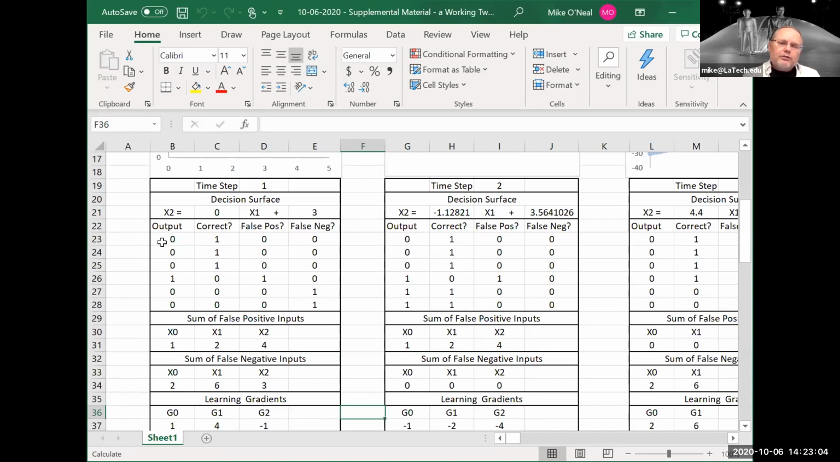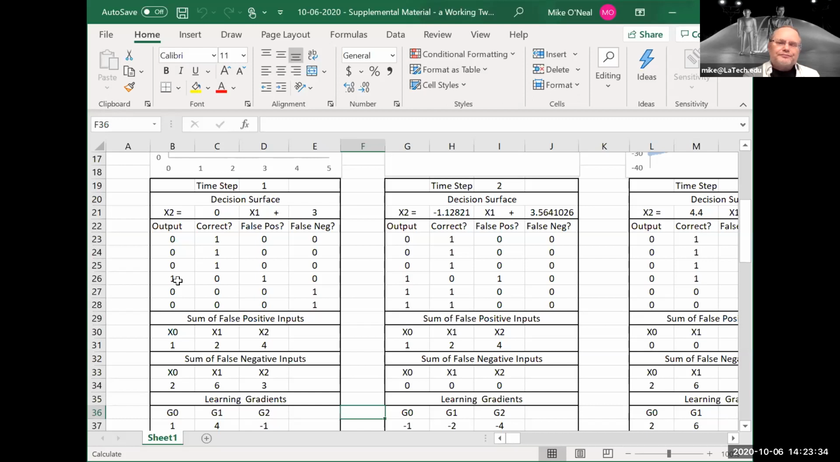So 1,1 should generate a 0. Is that correct? It does generate a 0. Is that correct? Yes, it is correct. So it's neither a false positive nor a false negative. The second one, which was, I think, 1,2, it generates a 0. Should it have generated a 0? Yes, it's correct. So it's not a false positive or a false negative. The third one is also correct. So it doesn't generate a false positive or a false negative.